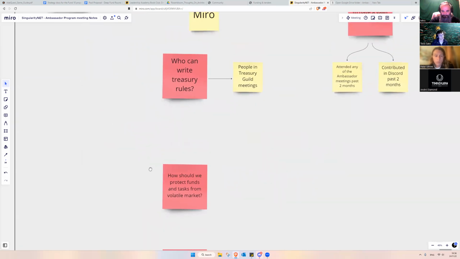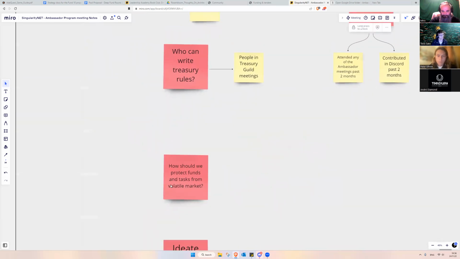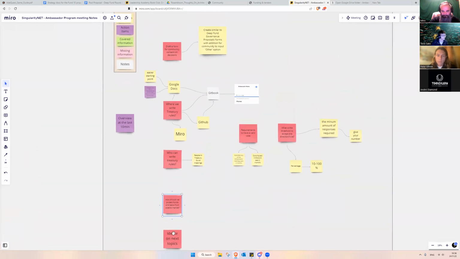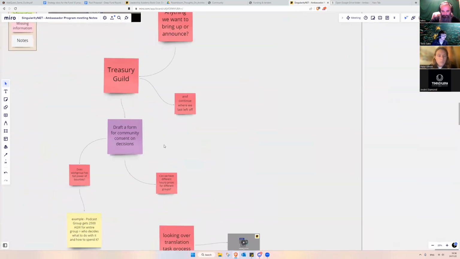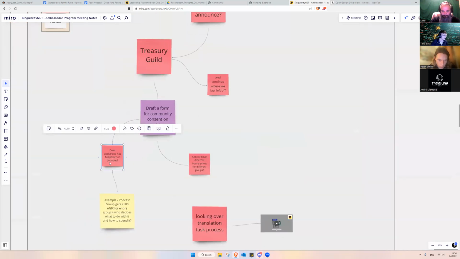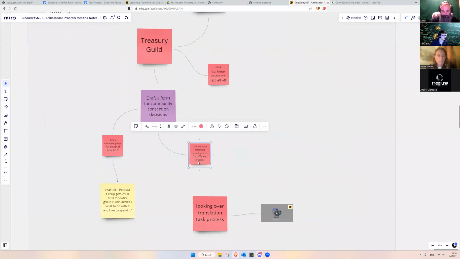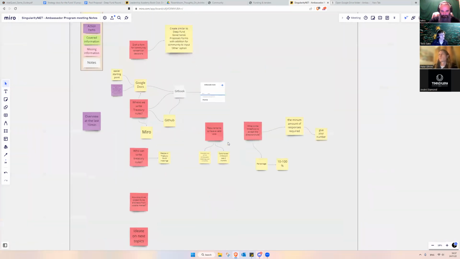Yeah, okay, so our next agenda is how should we protect funds and tasks from a volatile market? Oh, actually, no. Did we have the draft form? Yeah, so these examples: does a work group have full power over bounties, and can we have different hourly prices for different groups? And the treasury, yeah. So you mean an example of a rule? I guess these are the examples.